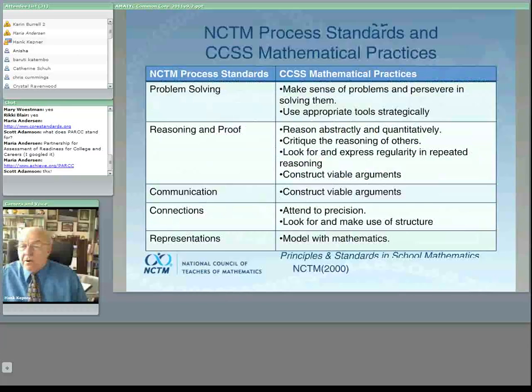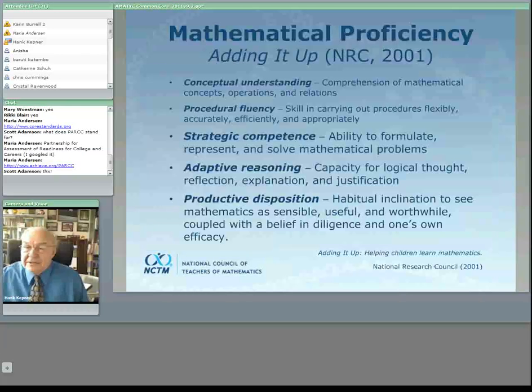Another document heavily relied on by the Common Core writers is a document called Adding It Up from the National Research Council, which defined 5 student proficiencies in terms of being mathematically proficient. Not just procedural fluency, not just conceptual understanding, but the idea of strategic competency: being able to formulate and represent problems, to adapt reasoning, to understand and know when to change your ideas. Say, wait a minute, this isn't working. And then the idea of productive disposition: motivation, a habitual inclination to see math as sensible, useful, worthwhile, things of that nature.